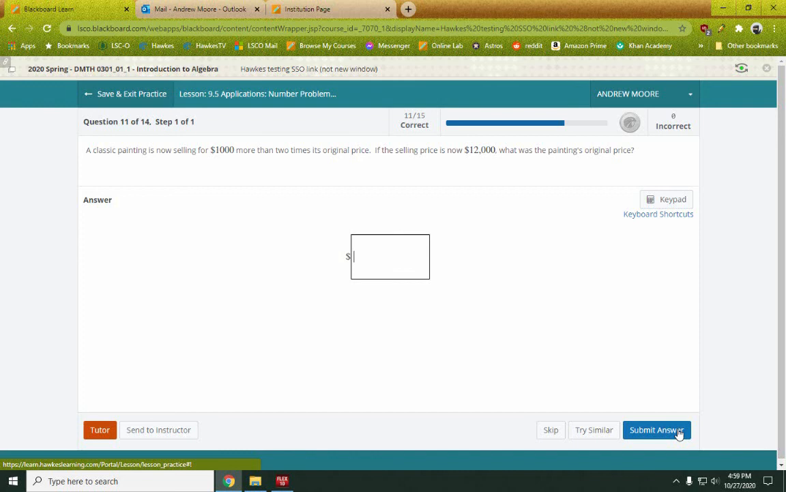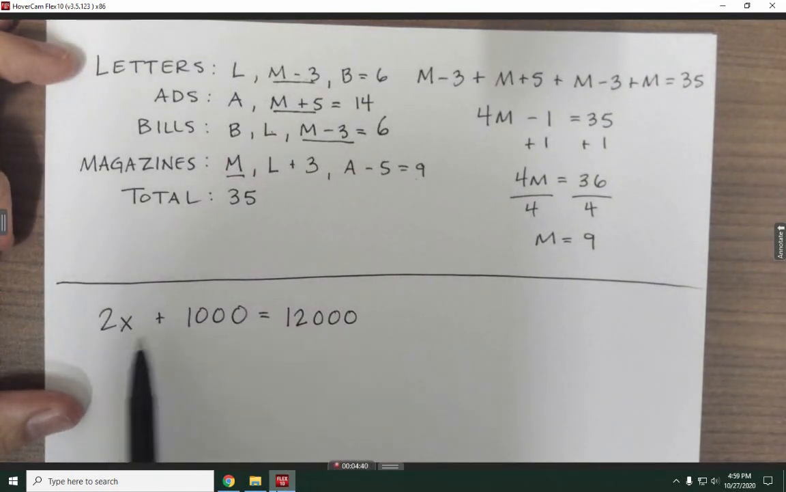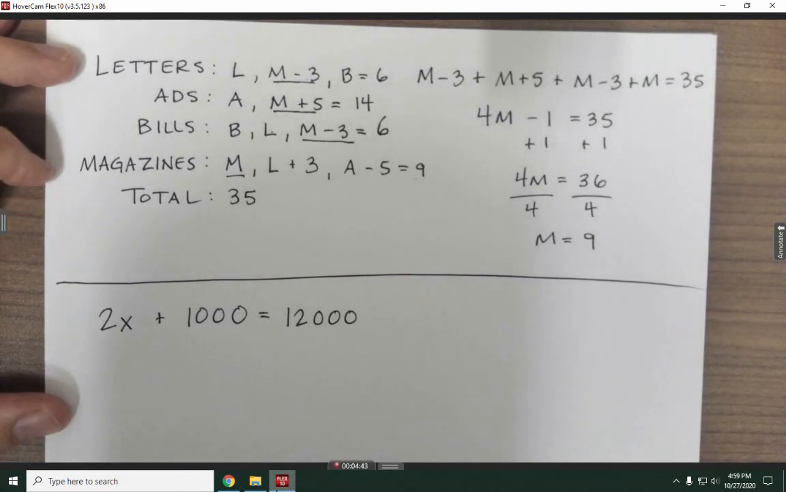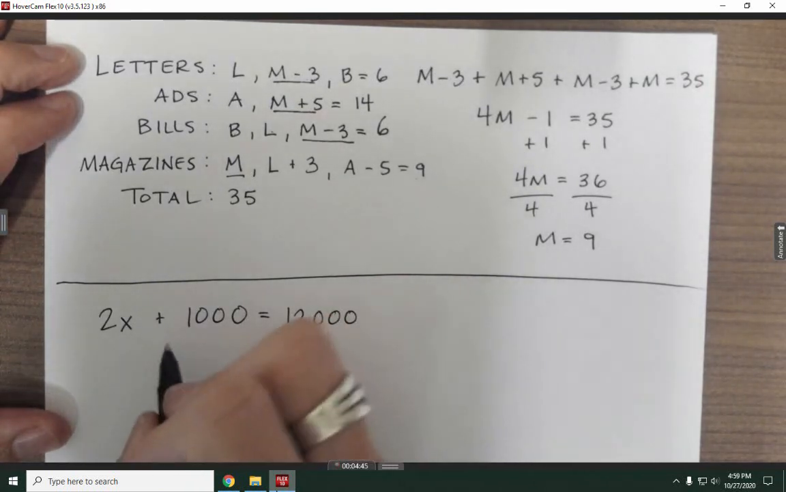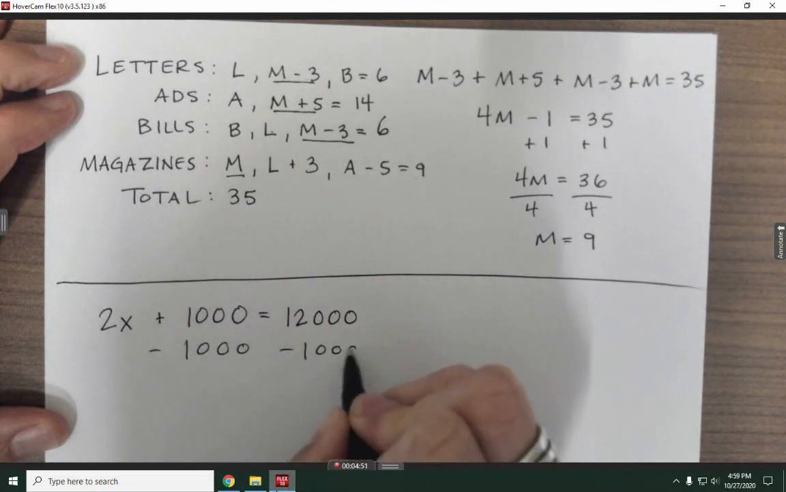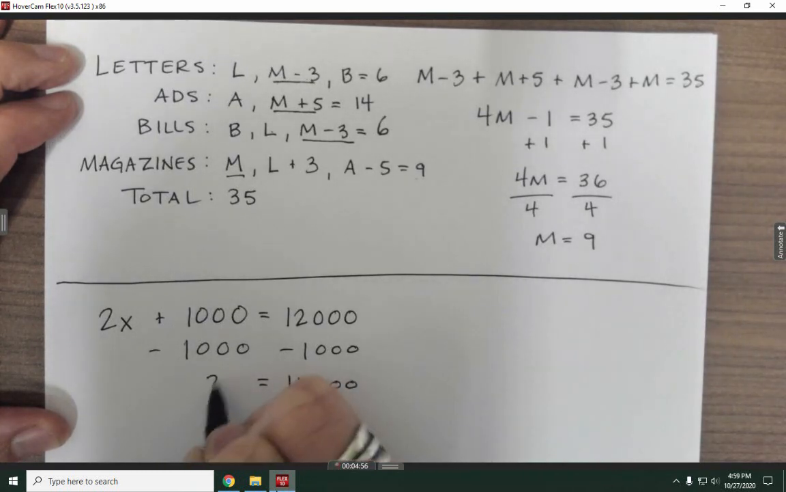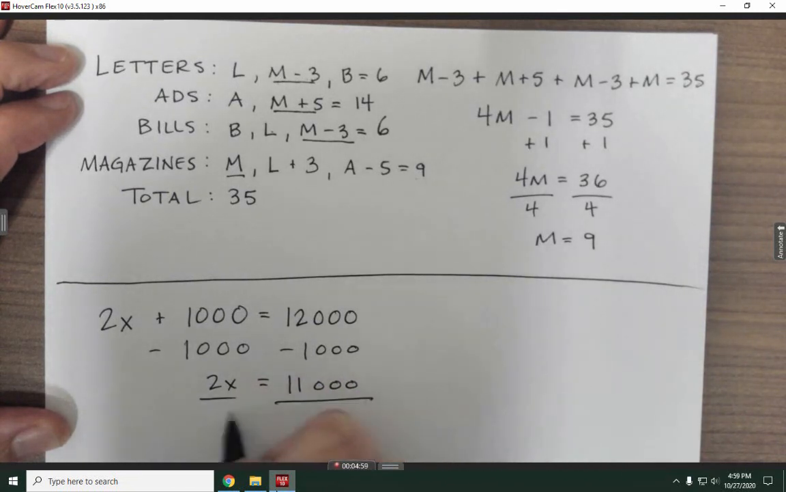A classic painting is now selling for $1,000 more than 2 times its original price. If the selling price is now $12,000, what was the painting's original price? That's how we're going to set it up. So it's selling 1,000 more than 2 times its original price. That's the new selling price. So this is going to give us what the original price was. So to solve this, we're going to minus 1,000. Minus 1,000. So that's going to give us 11,000 now. And we're just going to divide this by 2. So now x is going to equal 5.